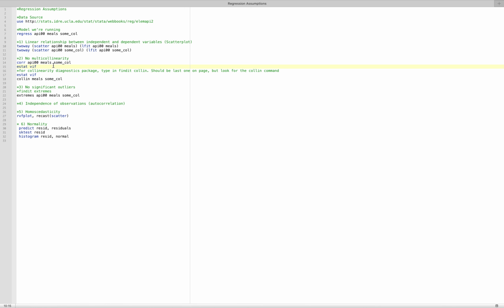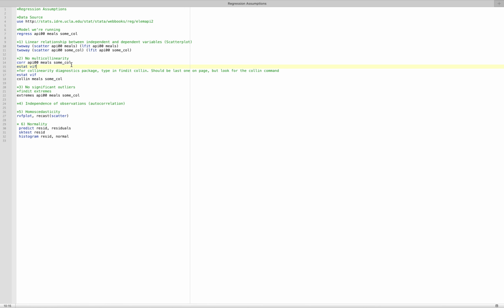So the linearity assumption is important because remember how you interpret your coefficients for regression. For every unit increase in x, your predictor, y goes up or down by this amount. So if there's not a linear relationship, then you won't be able to make the interpretation of as one goes up, the other one goes up or down by this amount. So that is why that is important.